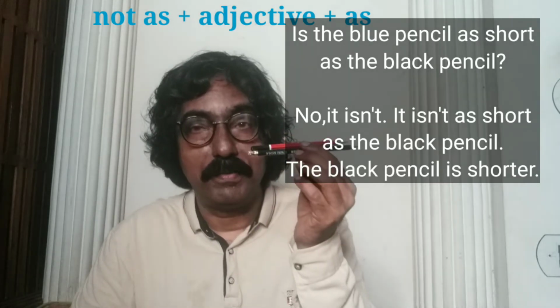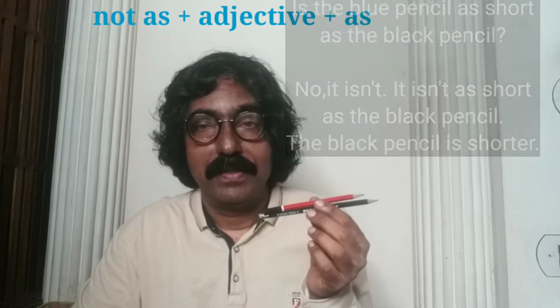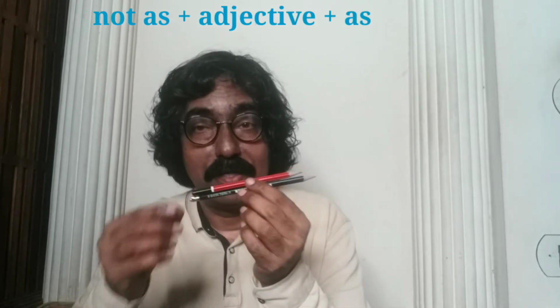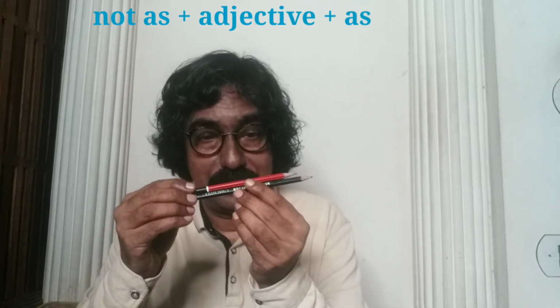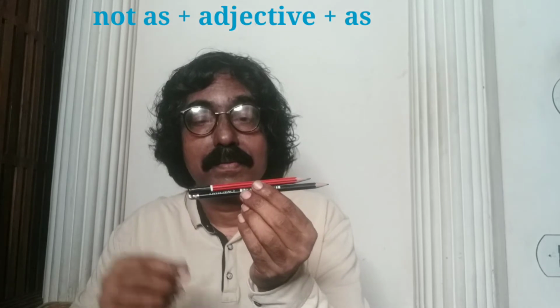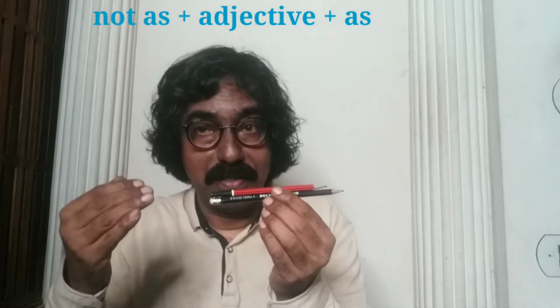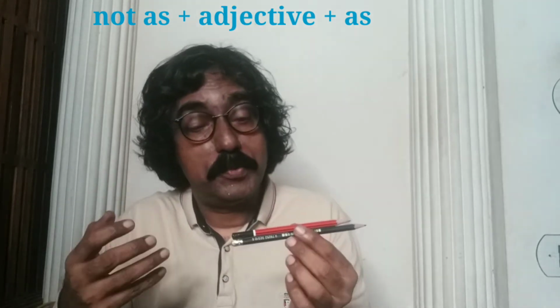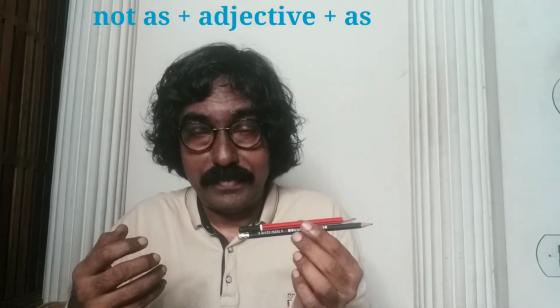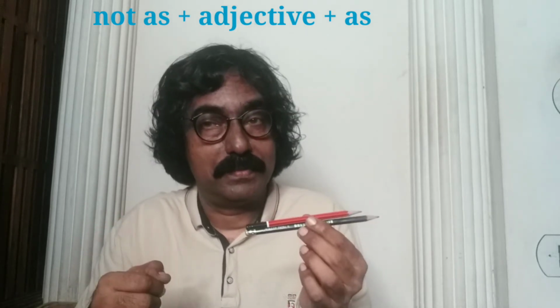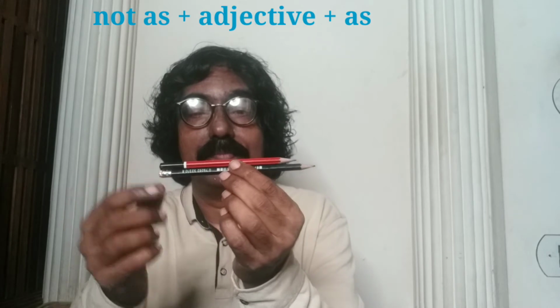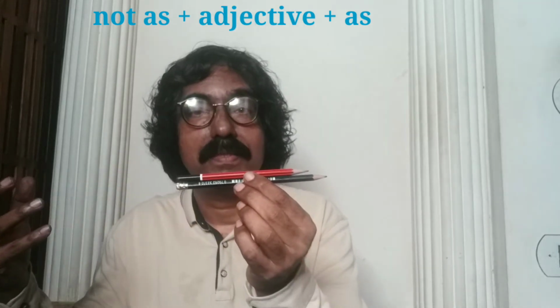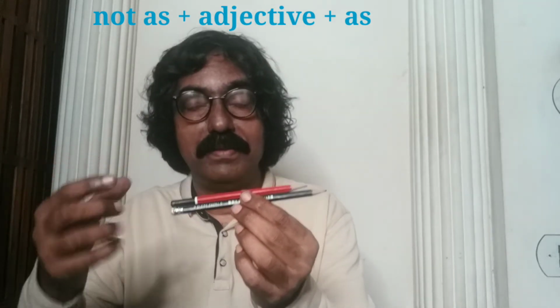Look at these two long pencils. These two long pencils are not the same length. One pencil is longer than the other. Then which pencil is longer? The red one or the black one? Look, the black one is longer. It is longer than the red one.